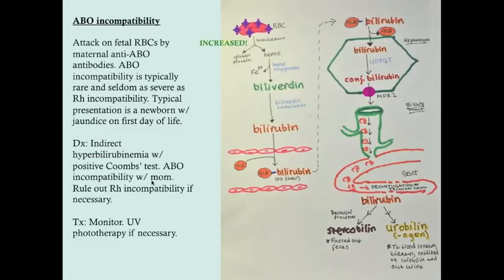You should also note that there will be an ABO incompatibility with mom, so baby certainly shouldn't be type O blood. Baby will be either A or B or AB, and mom will be incompatible with that. You should rule out Rh incompatibility if necessary, but usually this is pretty clear, and it's very rarely as severe. The treatment for this is to monitor the baby, and then UV phototherapy if necessary.